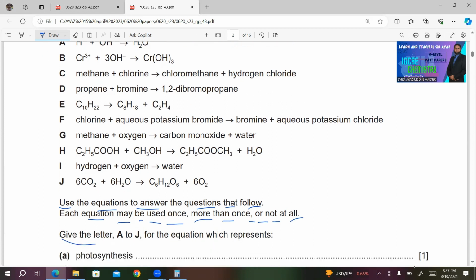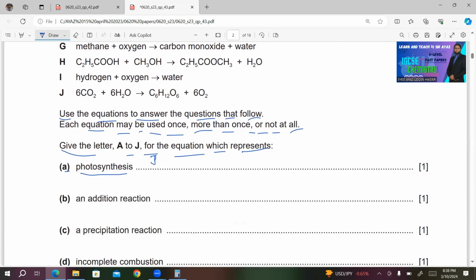Give the letter A to J for the equation which represents A, photosynthesis. I have just mentioned that J is a reaction for photosynthesis. This is the reaction between carbon dioxide and water to produce glucose and liberate oxygen. So J will be the right answer for A.